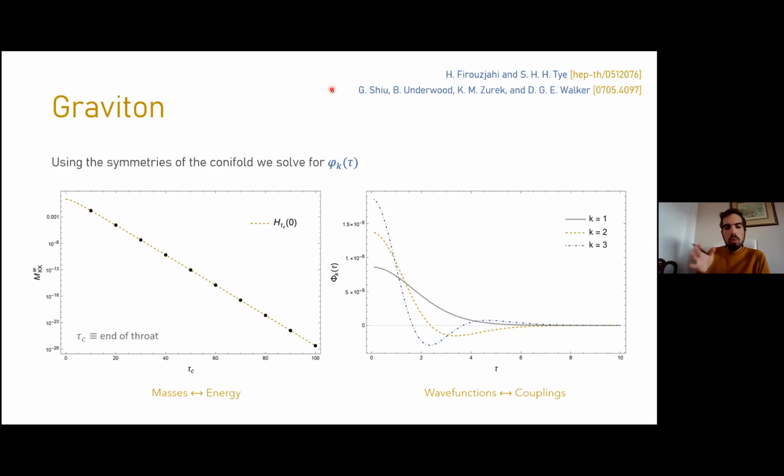So in a second, I will try to explain how these properties, namely the suppression of the masses, the localization of the wave functions, and the actual amplitude of the wave functions, will translate into the interaction in the 4-dimensional theory, the gravitational interactions in the 4-dimensional theory.